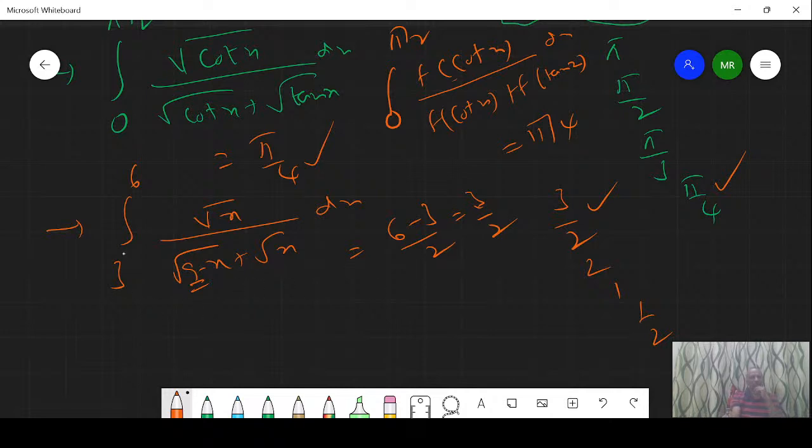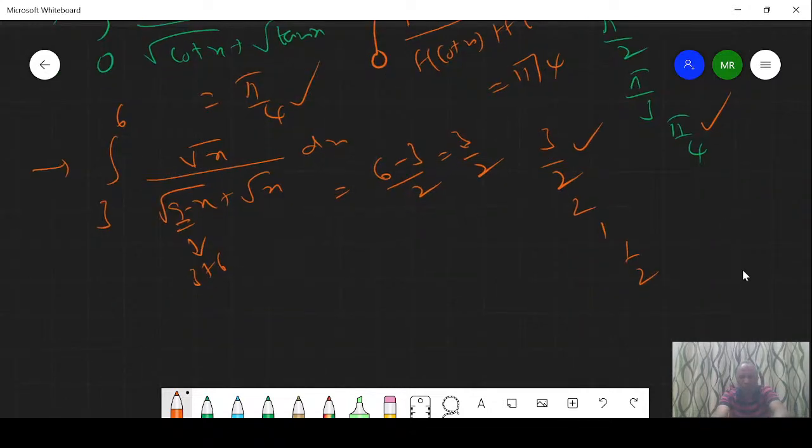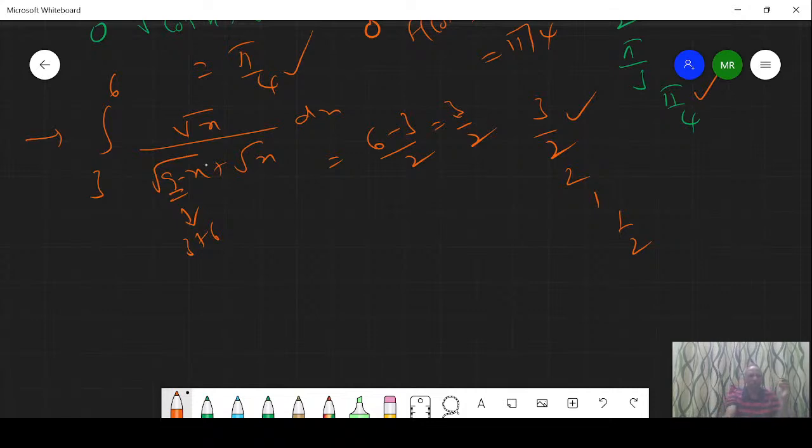Whenever this 9 is the sum of these two, because this 9 I can write as 3 plus 6, then our answer will be 6 minus 3 by 2, that is 3 by 2. So how can you say that? I will tell you the technique now. In this problem, I can write the answer as upper limit minus lower limit by 2, 3 by 2.